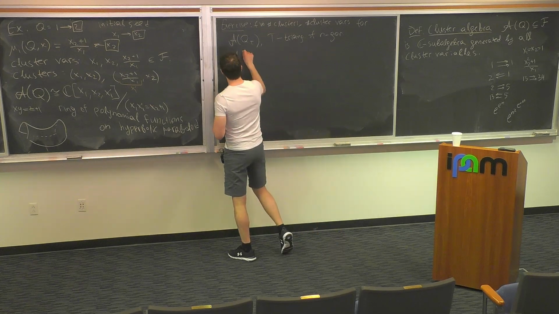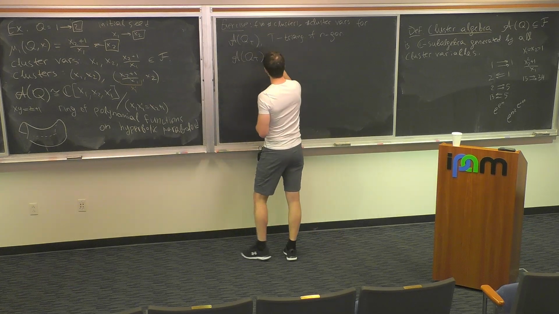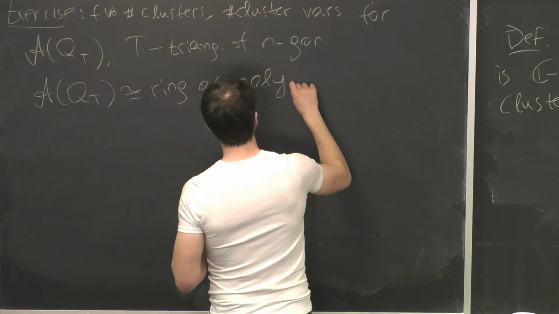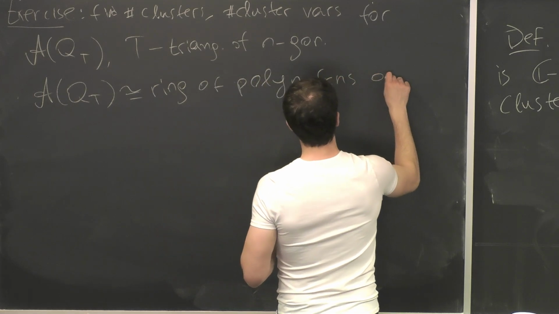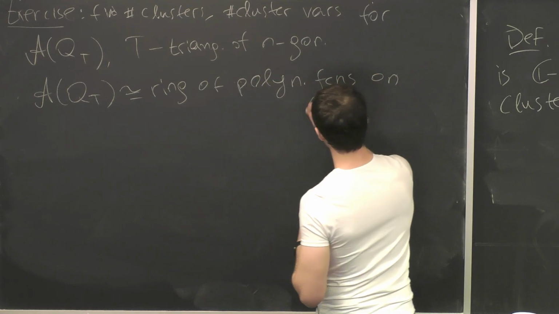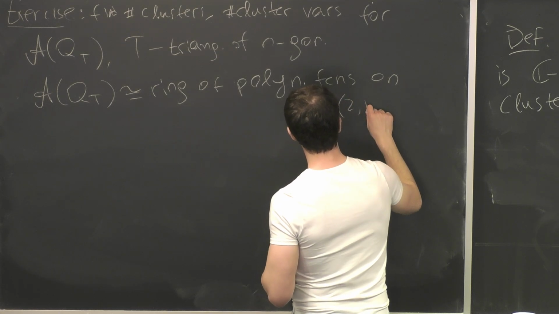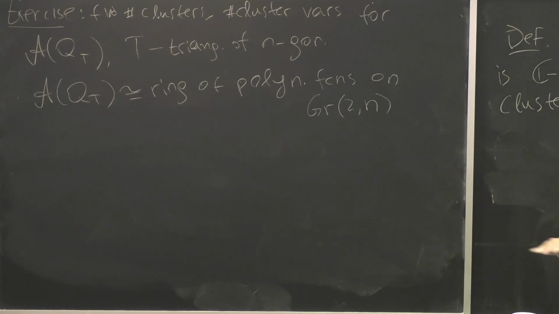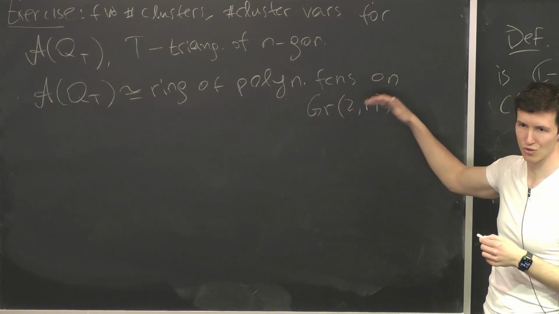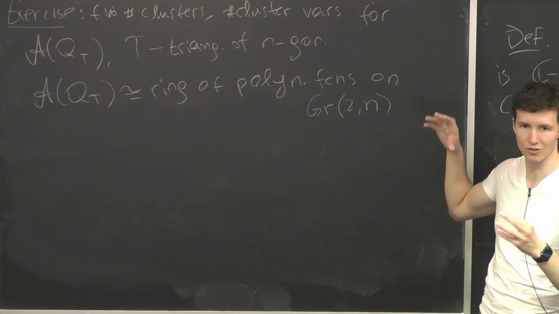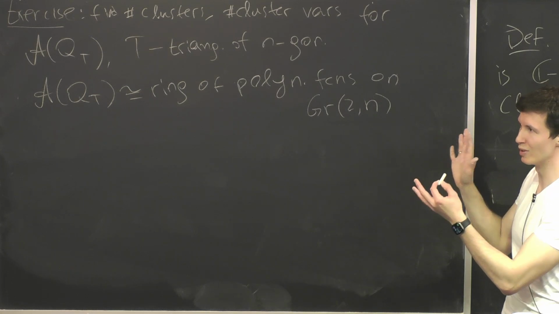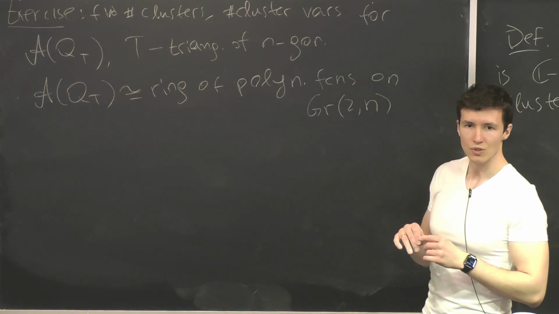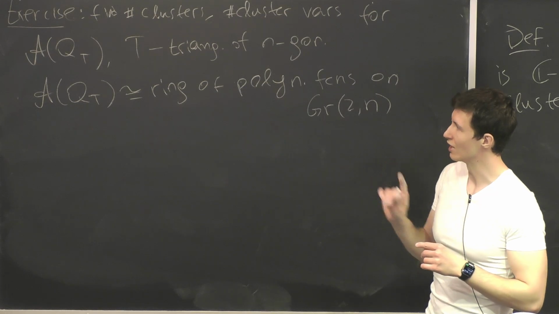What's the interesting variety that the cluster algebra encodes? I can tell you that. So A of Q sub T is basically the ring of polynomial functions on the Grassmannian. On the Grassmannian of two planes inside the n-dimensional space. So it's very closely related to 2-by-n matrices, but you just take the row span of the matrix, because I'm only looking at maximal minors, not any minors.